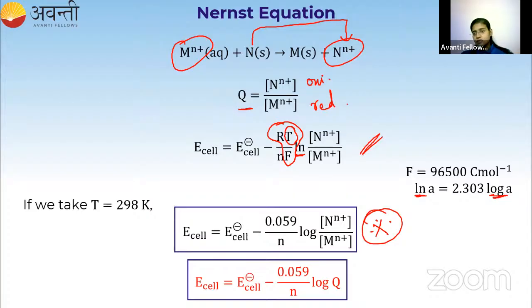Okay, students. So this is enough for today, and tomorrow we will continue with the problems from the Nernst equation, and then we will carry on with the other topics. Got it? So today we have studied galvanic cell, cell potential, electrode potential, and some parts of the Nernst equation, the theory part of the Nernst equation.